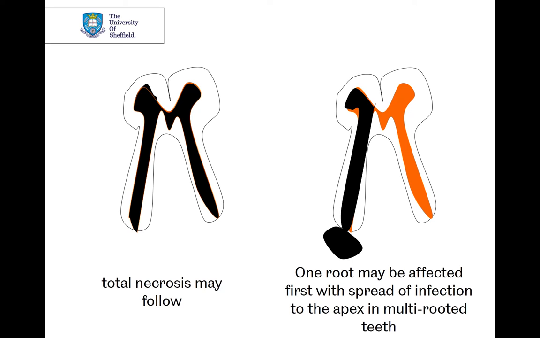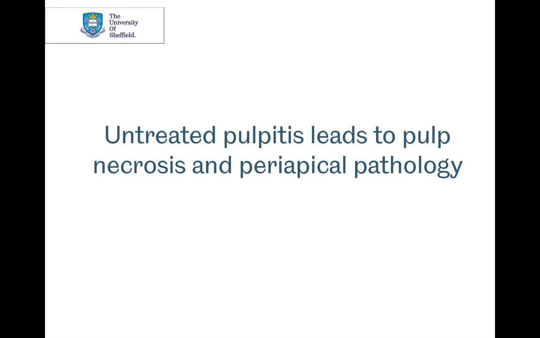The other thing to note, of course, and it's not a subject for this lecture, it's a subject for the next lecture, is that once you get a necrotic pulp, you then have the possibility of spread of that inflammation into the periapical tissues. So essentially the natural history is, untreated pulpitis leads to pulp necrosis and eventually to periapical pathology.